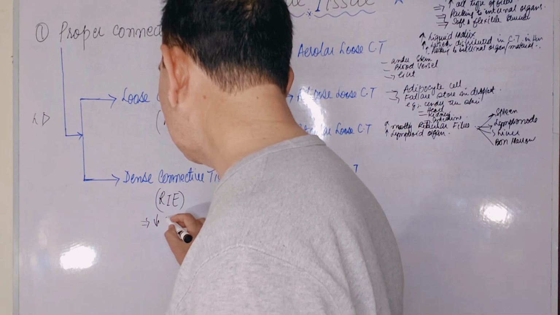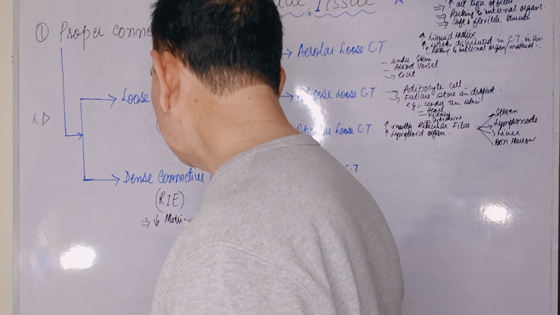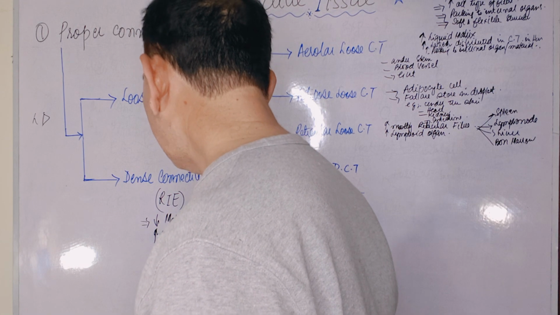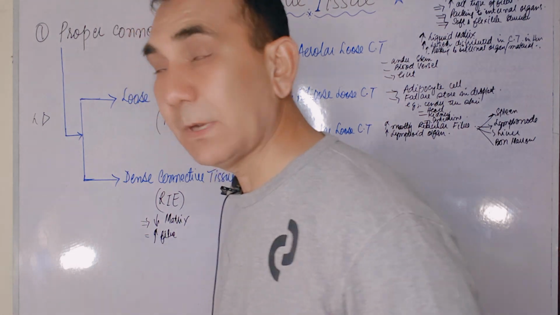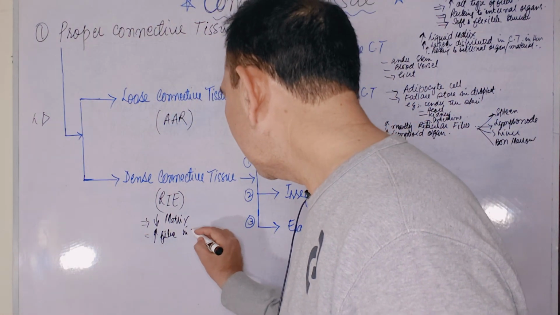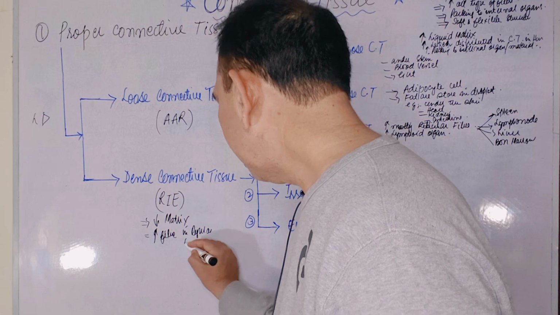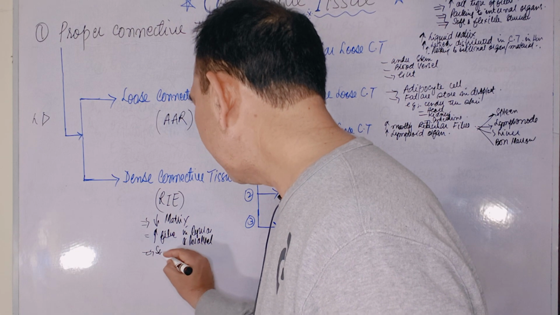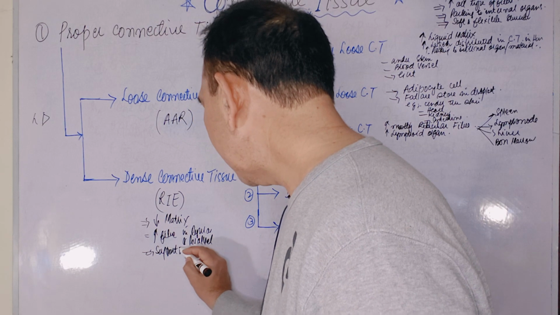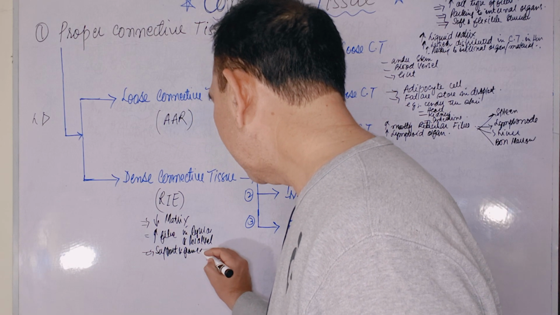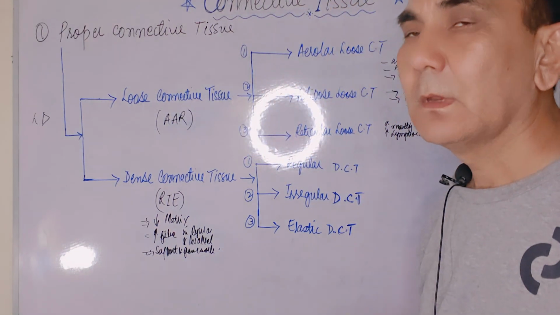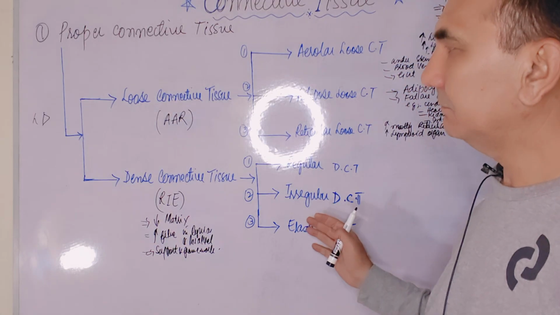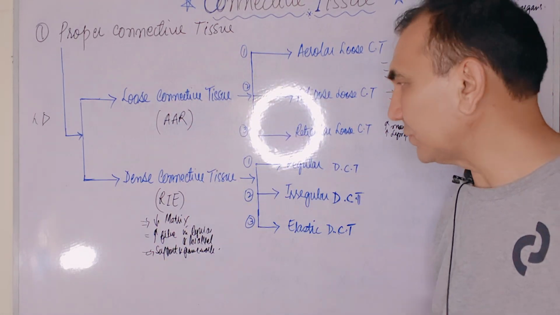It has less matrix, meaning liquid material, but more fibers. More fibers are present in a regular, parallel shape, and it provides the support and framework. Now the dense connective tissue is further divided into three types, just like the loose connective tissues.